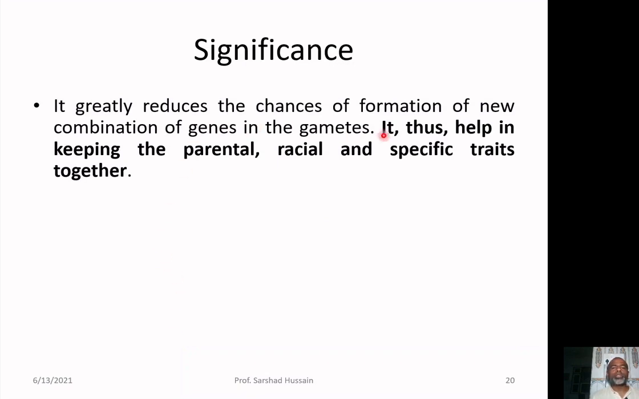It greatly reduces the chance of formation of new combinations of genes in the gamete. So, if the genes are linked, it means new combinations will not be formed. It thus helps keep the parental, racial and specific traits together. Once variation does not take place, the parental character, the character of a race, and the character of a species will remain the same from one generation to another. So, this is one of the benefits, the significance, of linked genes.